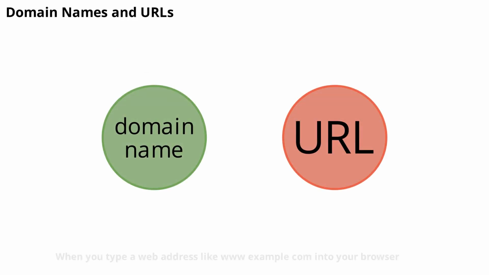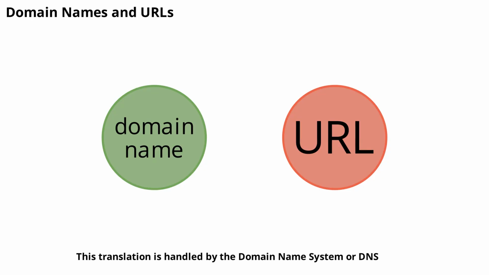When you type a web address, like www.example.com, into your browser, you're using a domain name. Domain names are easy to remember labels for websites, but behind the scenes, they map to numerical IP addresses. This translation is handled by the Domain Name System, or DNS, which acts like the internet's phone book.